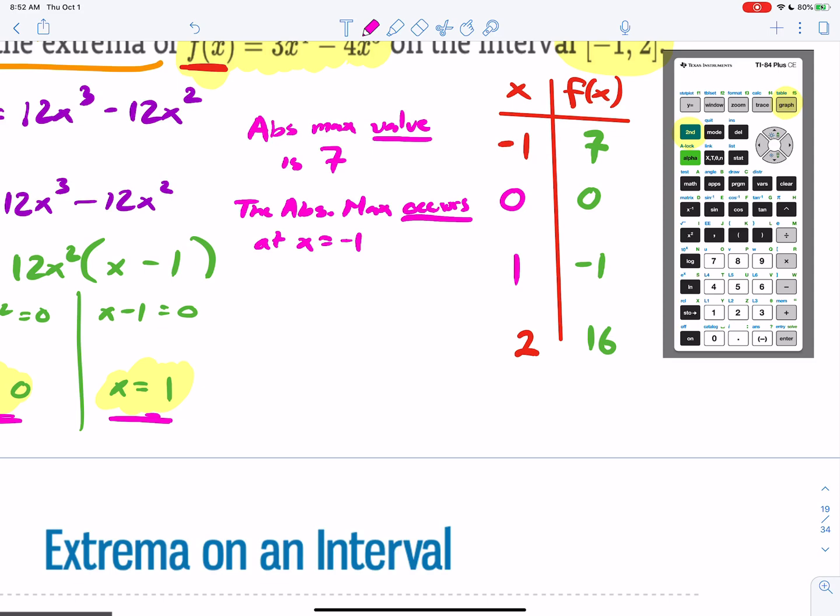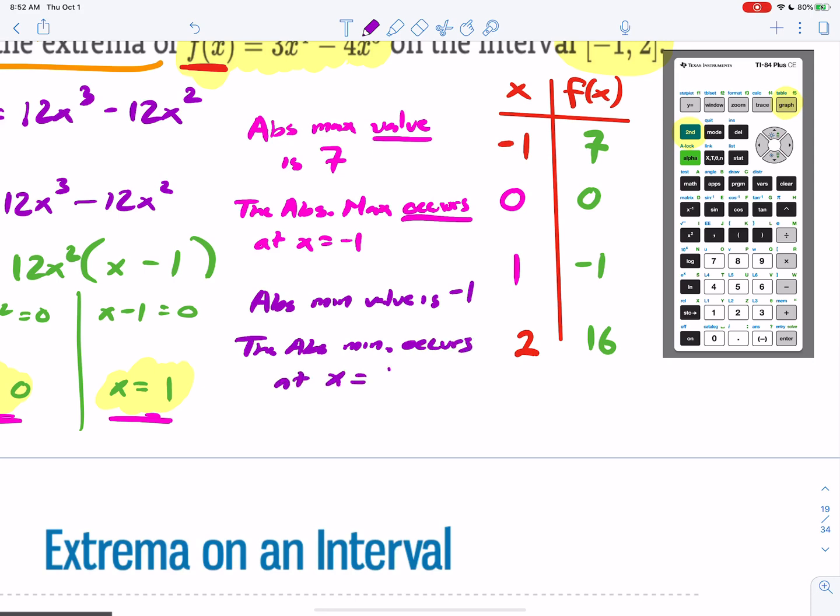Okay? So go ahead and do the same thing for the minimum value as well as where it occurs. Okay, the absolute minimum value is -1. The absolute minimum occurs at x equals 1. Okay? And that's it.